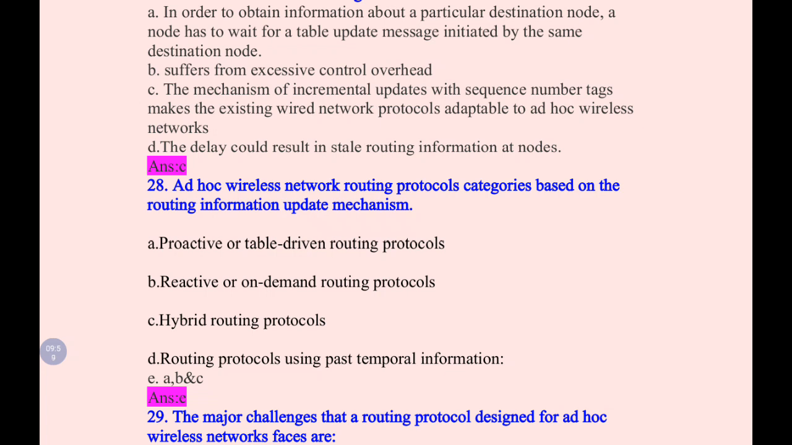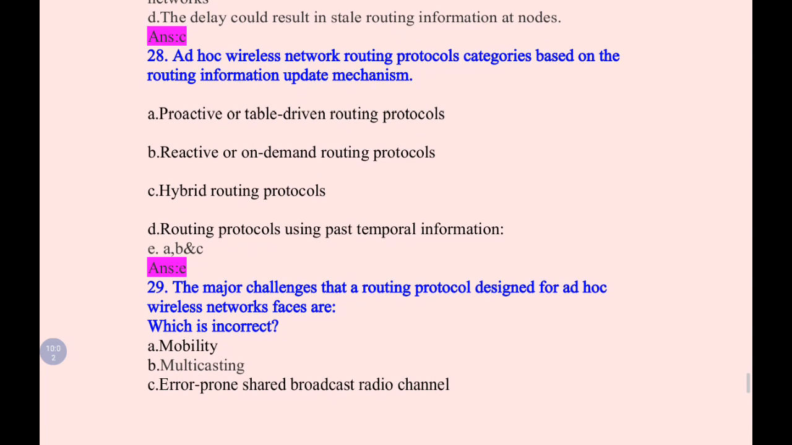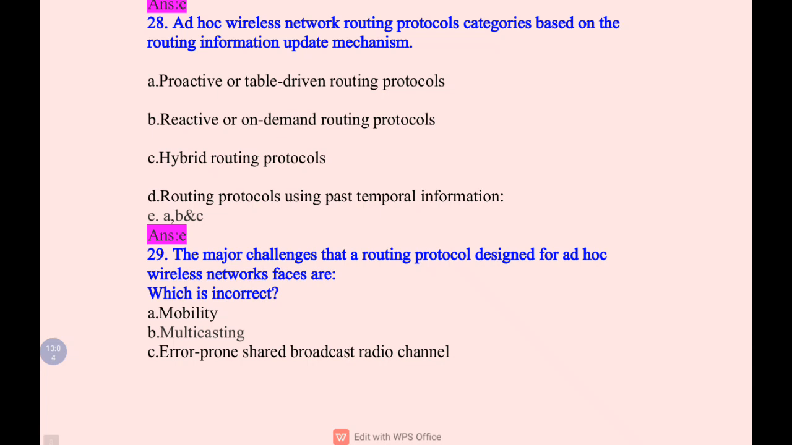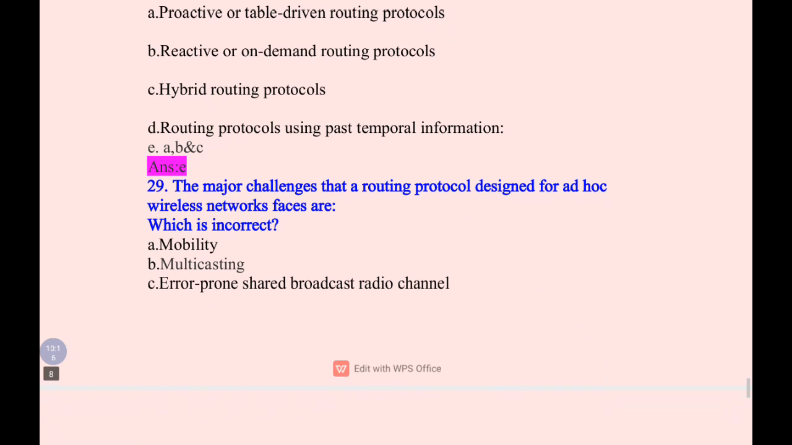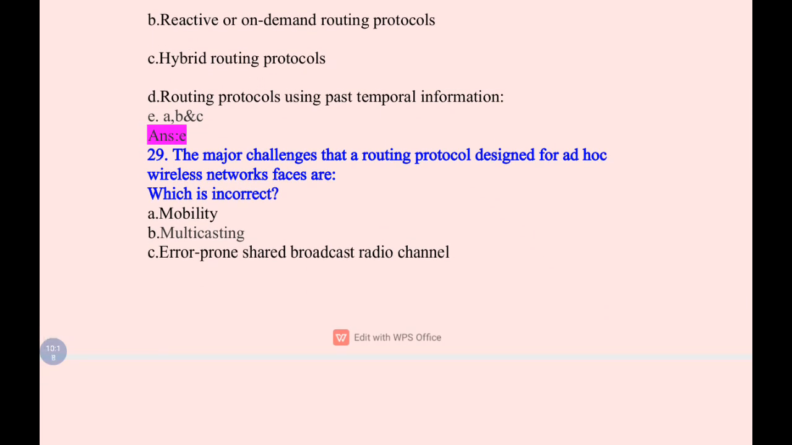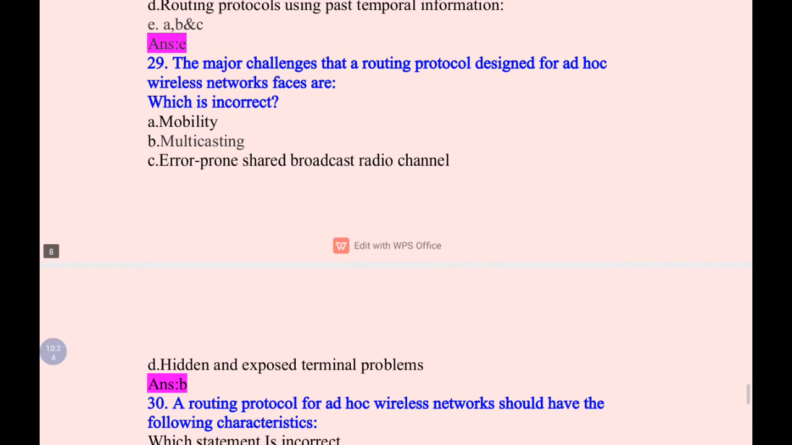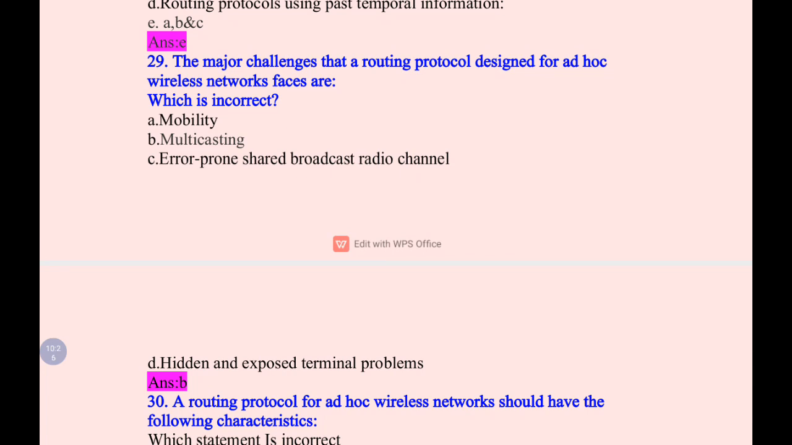And next question is the major challenge that a routing protocol designed for ad hoc wireless network faces. That is, this is about the challenge of routing protocol. That's all. But the question is which is incorrect. So in the above mentioned choices, which is the incorrect statement you have to say. So mobility, multicasting, error-prone shared broadcast channel, and hidden and exposed terminal problem.